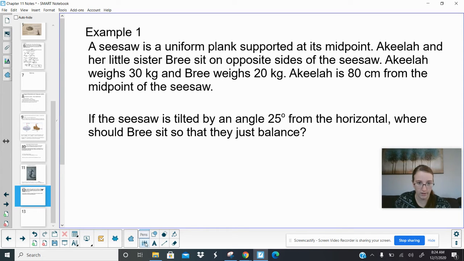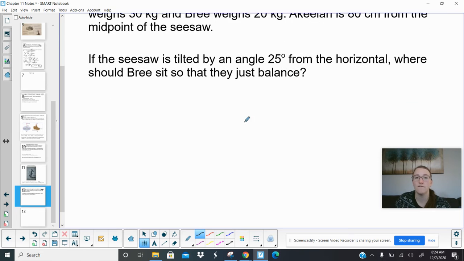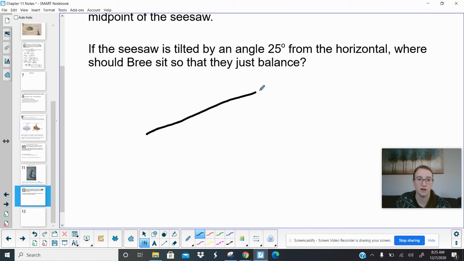So let's kind of draw this real quick. They also have the fact that with Aquila sitting on the seesaw is being tilted by an angle of 25 degrees from the horizontal. So here's our seesaw and the balancing point, we can say.